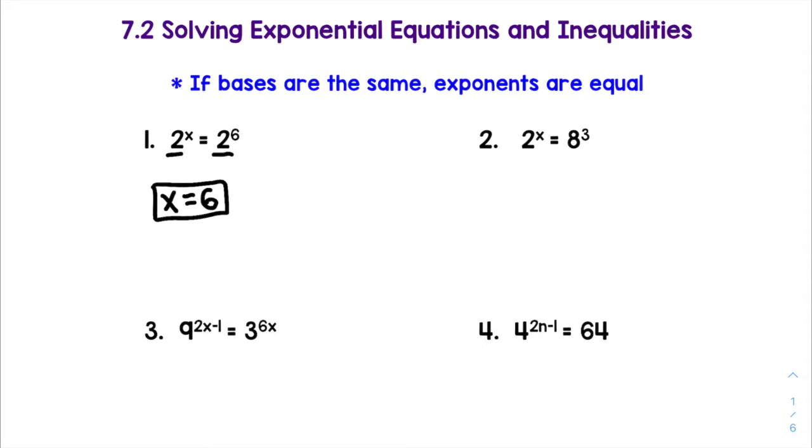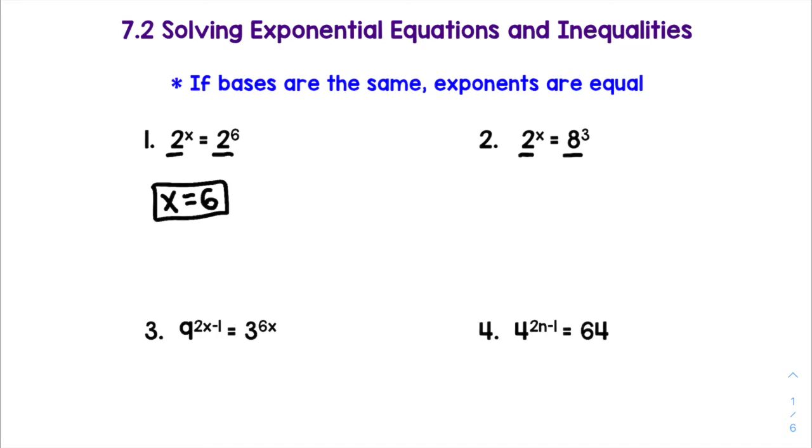The following problems will not have the same bases, in which before finding our solution, we must make both sides of the equation have the same bases, and then we could set our exponents equal to each other. For example, problem number 2, as you could see, the left side has a base of 2, and the right side of the equation has a base of 8. Can we make these have the same bases?